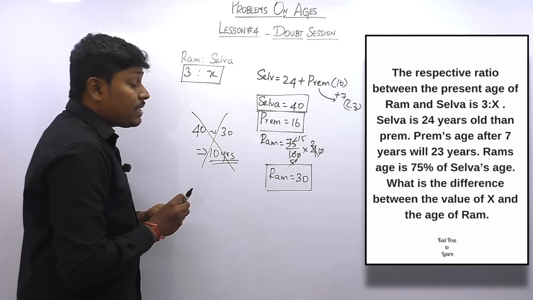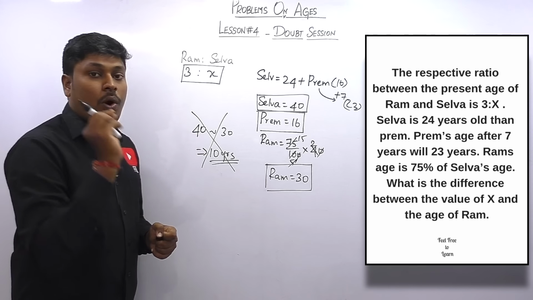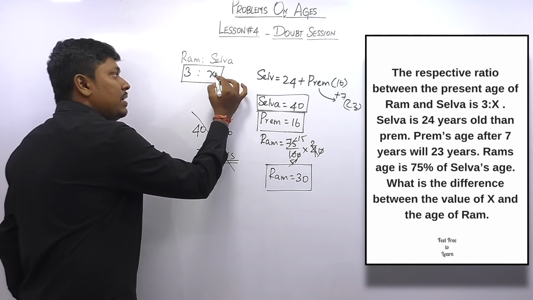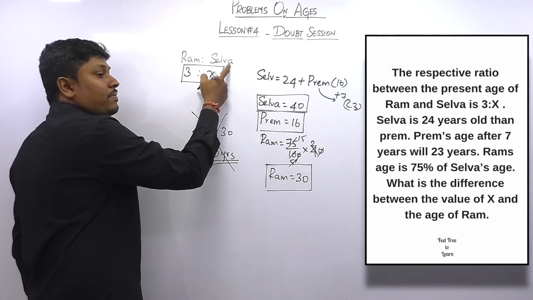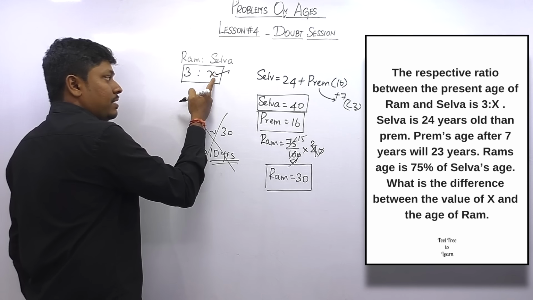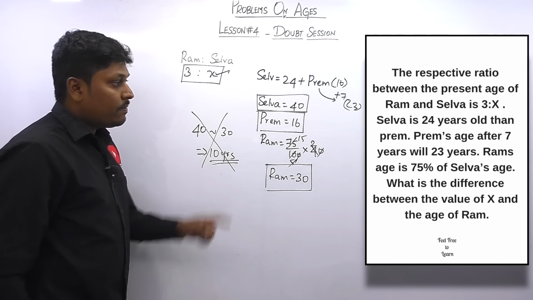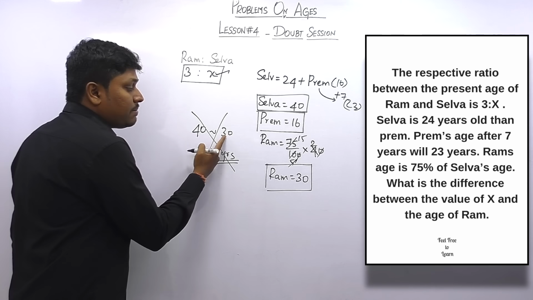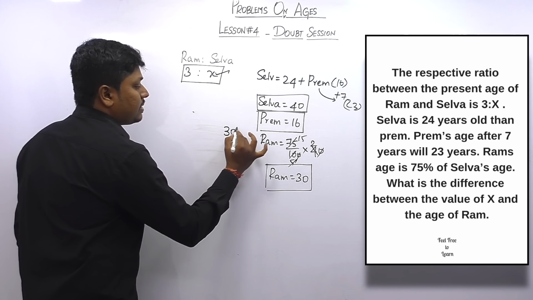Listen, what is our target? Find the difference between the value of X and the age of Ram. What is the value of X here? That is important. Our target is not to find the difference of age between Selva and Ram. Our target is to find the difference between the value of X and the age of the person Ram. We know the age of the person Ram is 30, that is correct, right? So we can say the age of Ram is 30.